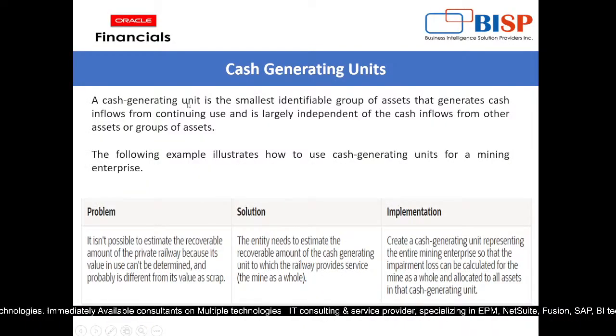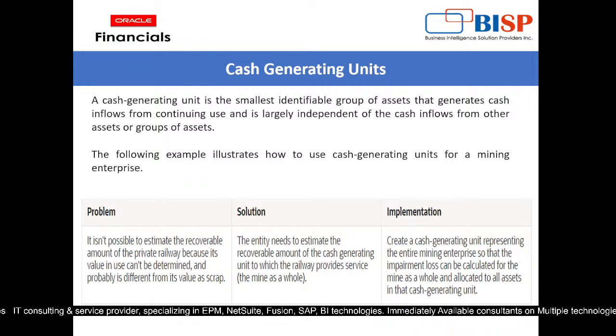So the cash generating unit is a concept which we can define in our fixed assets as an optional setup. Cash generating unit is the smallest identifiable group of assets that generates cash inflows from continuing use and is largely independent of the cash inflows from other assets or a group of assets. Say there is some asset or group of assets which your company is using and it is generating cash inflows from its use, and you want to now impair that asset.